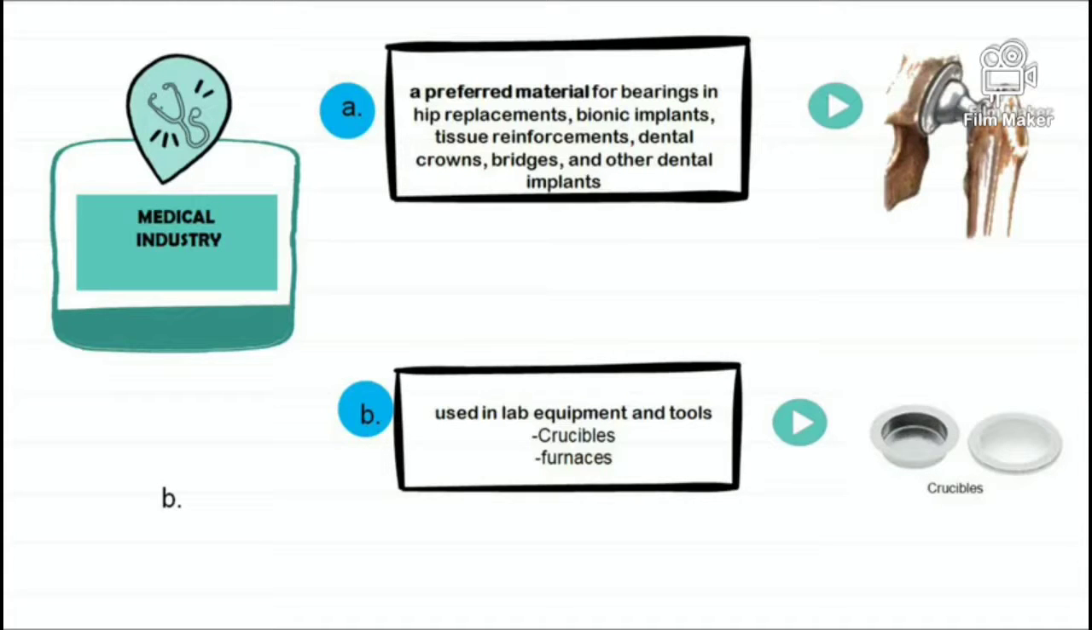Aluminum oxide is also used in lab equipment and tools like crucibles and furnaces. The picture next to the box is the crucibles.